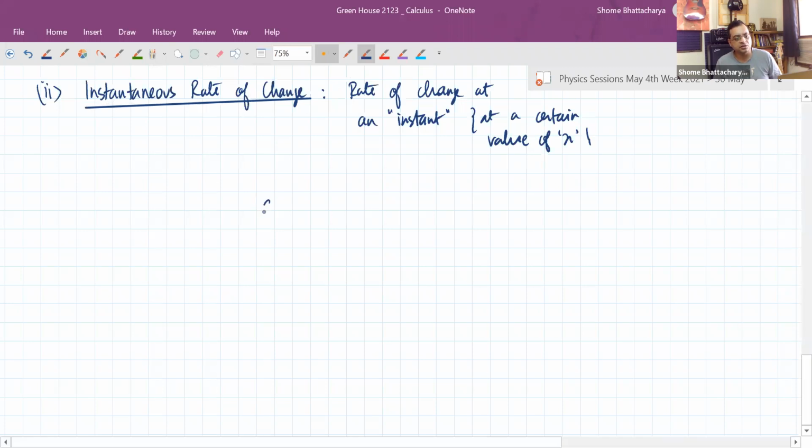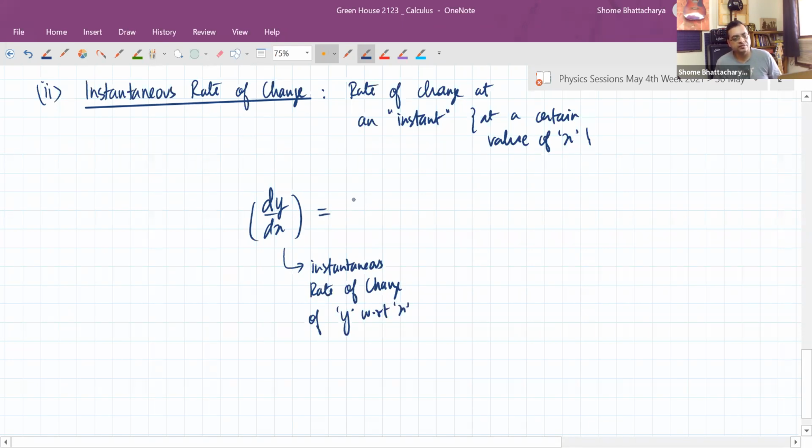That special symbol is dy by dx. Instead of delta y by delta x, you have a special symbol dy by dx. So this is read as the instantaneous rate of change of y with respect to x. And this is given by a definition that it is limit delta x tending to 0 of delta y by delta x. That means it is rate of change for an extremely small interval.